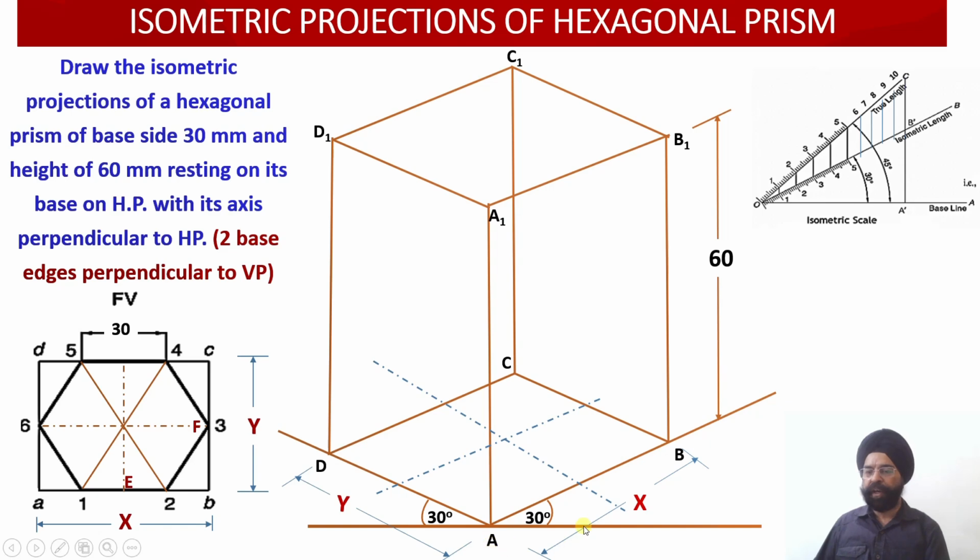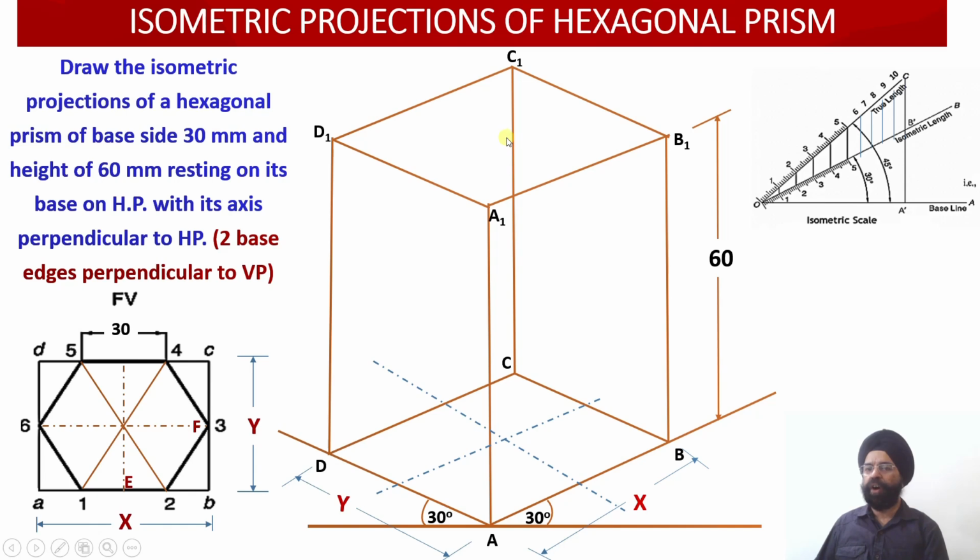Now corresponding to these 4 points A, B, C and D of the bottom, the points at the top will be A1, B1, C1 and D1. So the vertical edges will be AA1, BB1, CC1 and DD1, right?